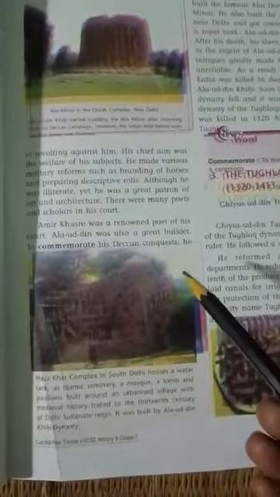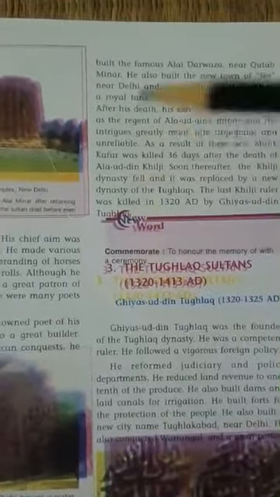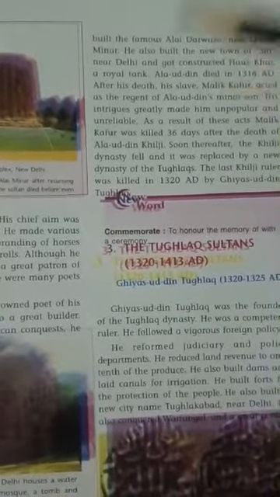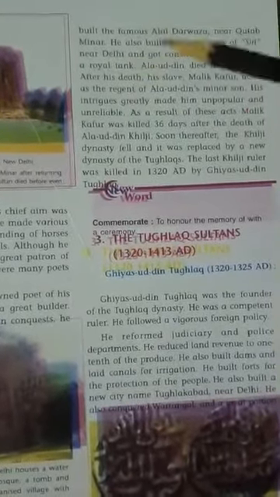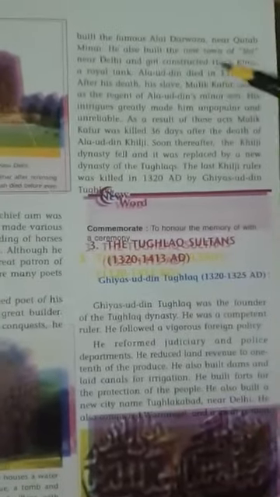To commemorate his Deccan conquests, he built the famous Alai Darwaza. To commemorate means in order to honor the memory of his Deccan conquests. So for that, he built this famous Alai Darwaza near Qutub Minar. We can see the picture over here. This is the Alai Darwaza. It was built near Qutub Minar.